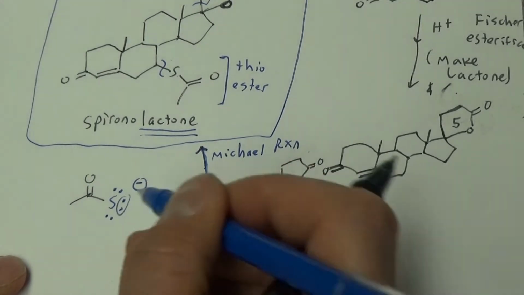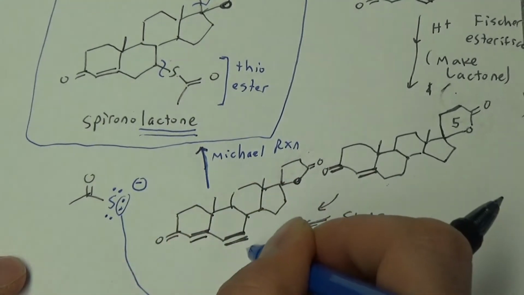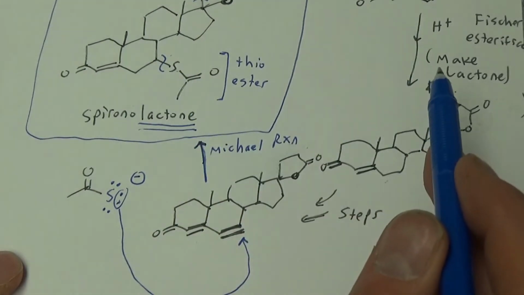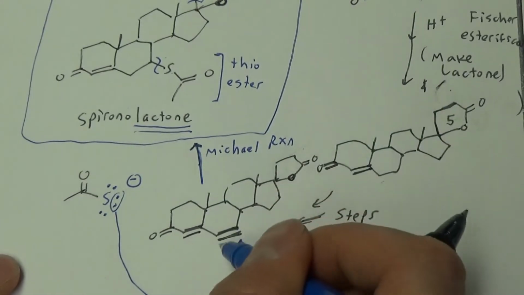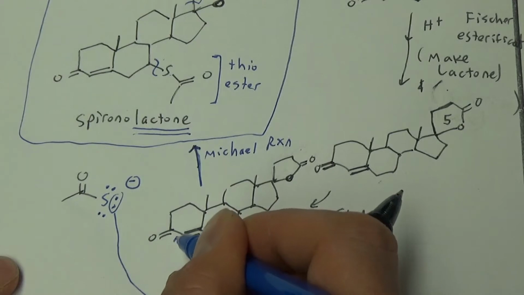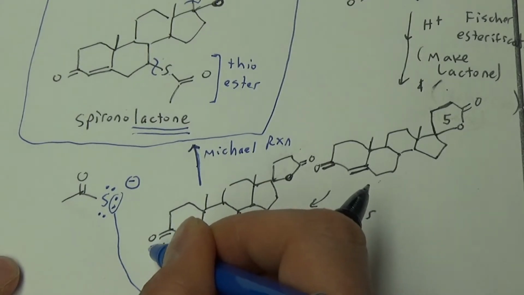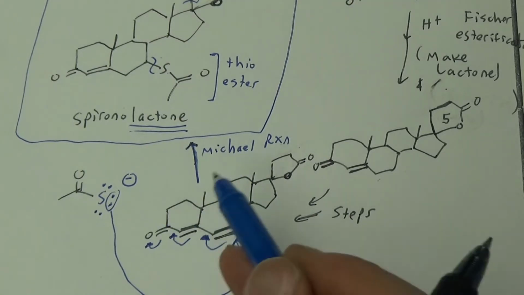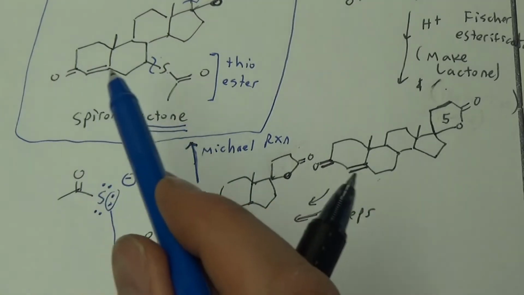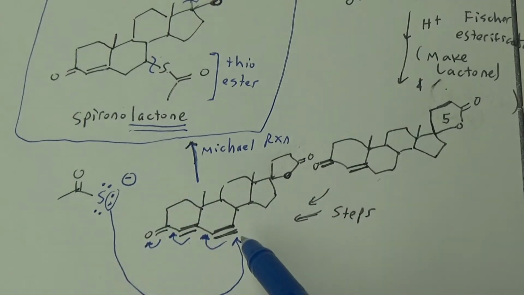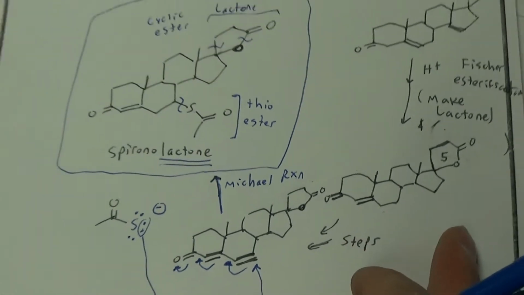All we do is, the mechanism is super easy. It just attacks that carbon right where we want it. And then this kind of goes there. This goes there. A couple arrows. And then in the end, after you do a workup or something, the electrons go back, and you get your final product. But that's essentially how this sulfur thing goes right where they need it. They add this extra alkene, have it attack, and then there we go. So that's spironolactone.